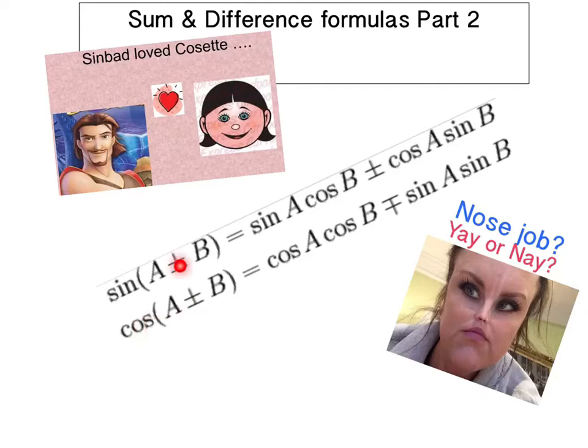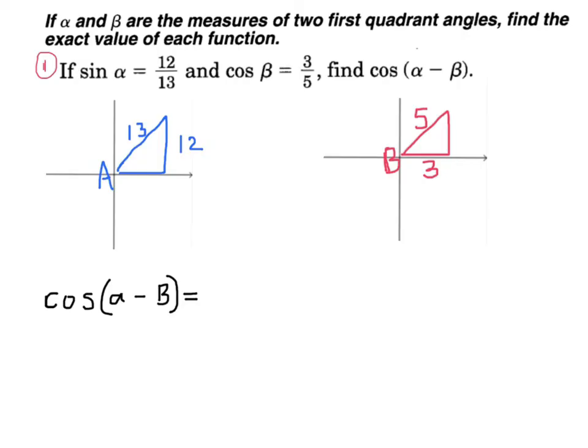But remember, when Sinbad's in charge of the date, he sits with Cosette, and sister sits with brother, and the signs are the same, so plus goes with plus, minus goes with minus. When Cosette's in charge of the date, she sits with her sister, puts Sinbad with his brother. And these signs are different, so plus goes with minus, and minus goes with plus. All right, these formulas, you won't be using the unit circle because they're not the special right triangle formulas.